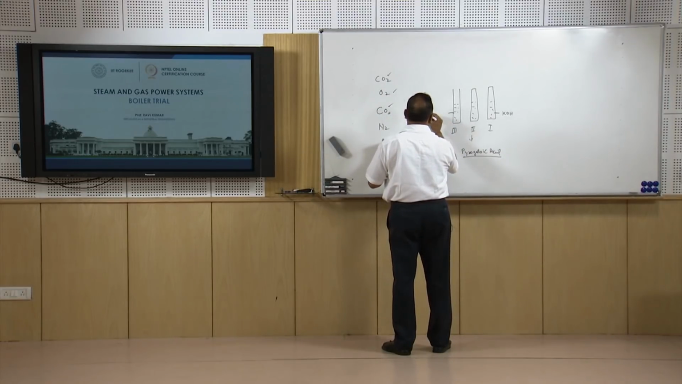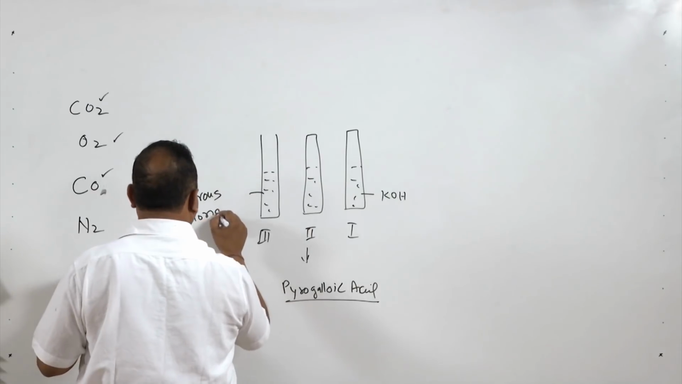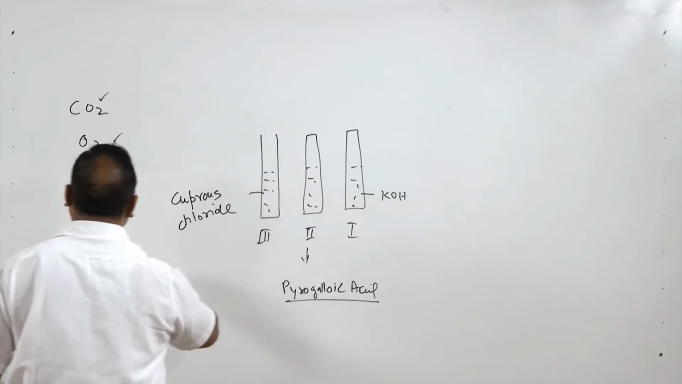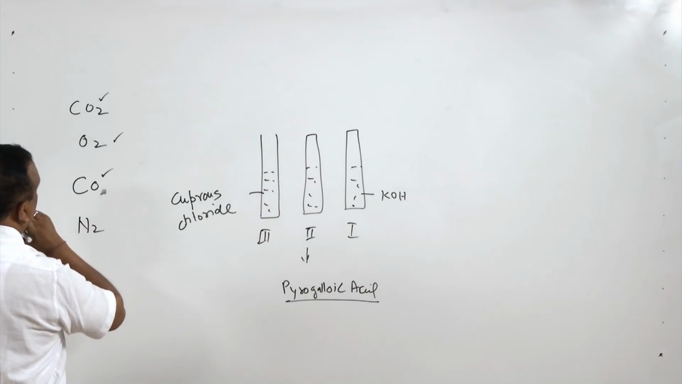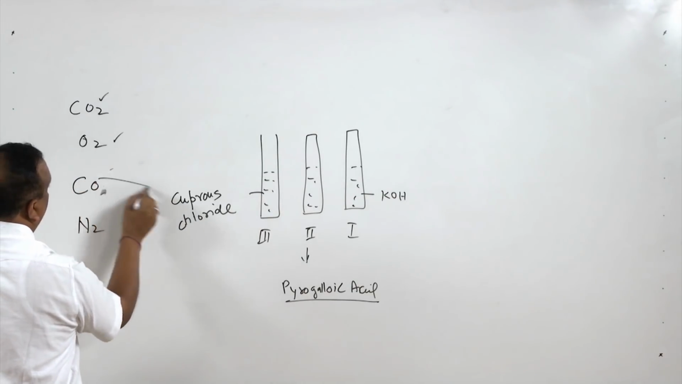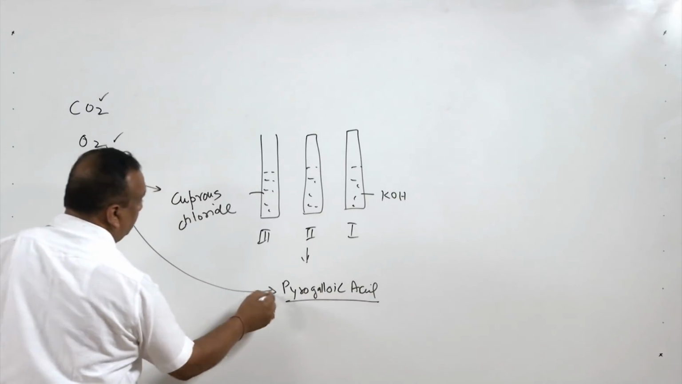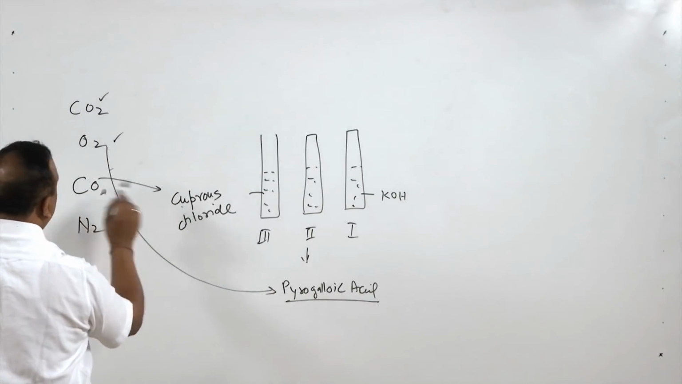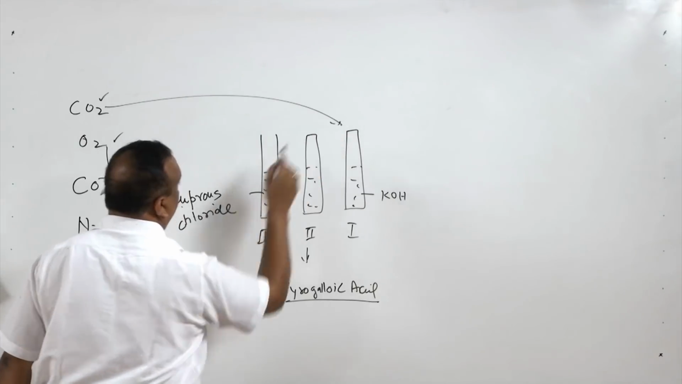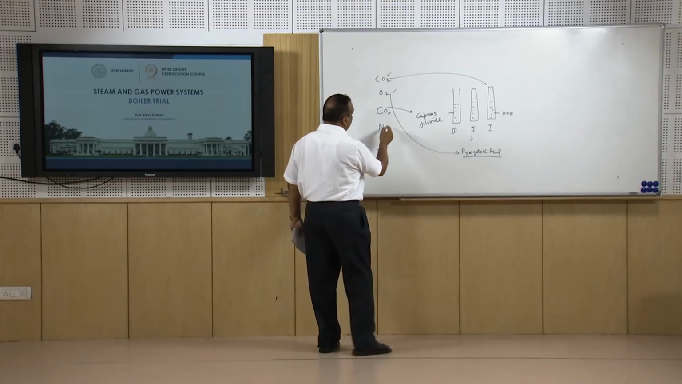The third one has cuprous chloride, and the cuprous chloride consumes the carbon monoxide. So this is for oxygen, pyrogallic acid; carbon monoxide, cuprous chloride; and carbon dioxide, KOH. And by balance we get nitrogen.